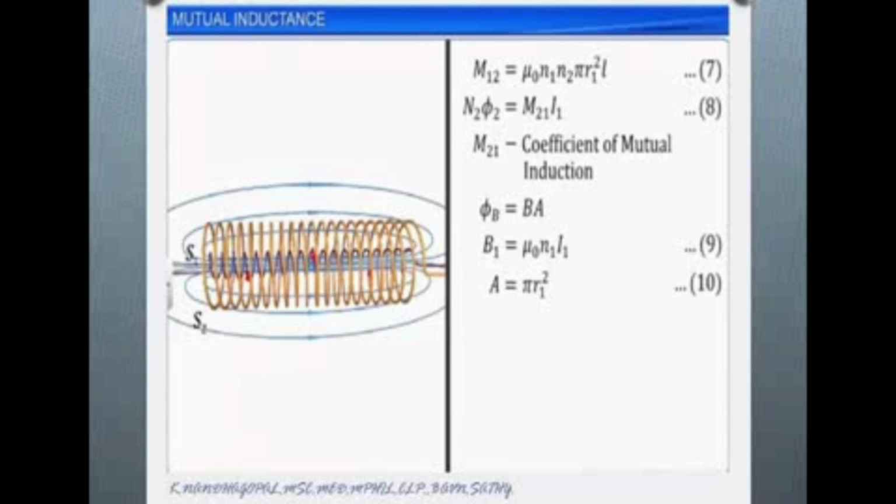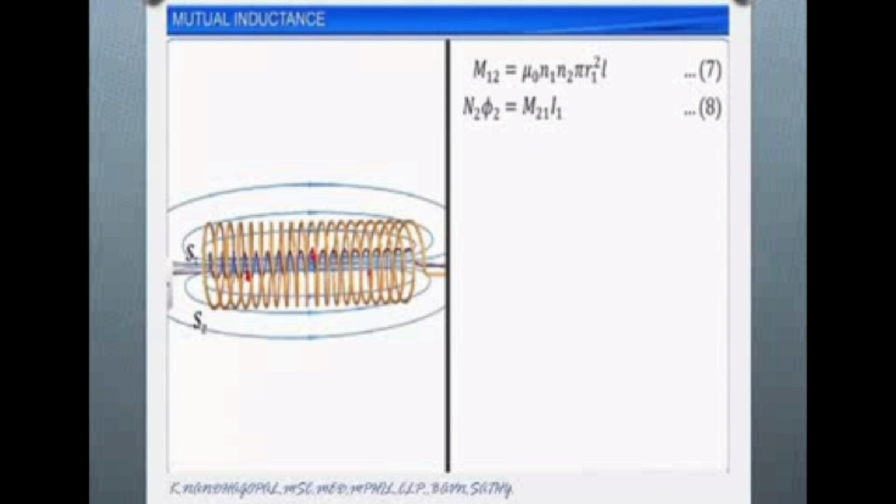So now you can write the next equation, substituting that value in equation number 8. So instead of phi you can write BA, instead of B you can write mu naught N1 I1, right? So N2 phi 2 equal to M21 I1 is there. So phi 2, you can substitute the value BA, instead of B you can write mu naught N1 I1. So we are doing the same calculation as we did in the first coil, the primary. Okay, so you can get the same equation.